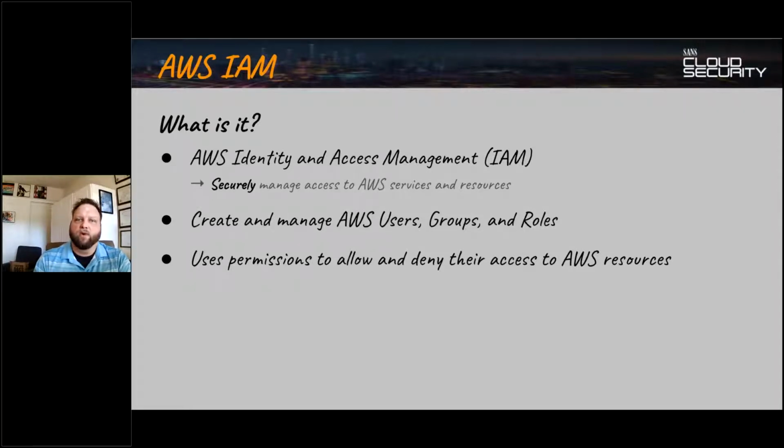So let's start off with AWS IAM. So what is it? IAM is AWS's Identity and Access Management service, IAM, or IAM as we like to call it. It allows you to securely manage access to AWS services and resources. And this is where you create and manage your AWS users, groups, and roles, groups for role-based access control. We'll get into a little bit more of that here in just a few minutes.